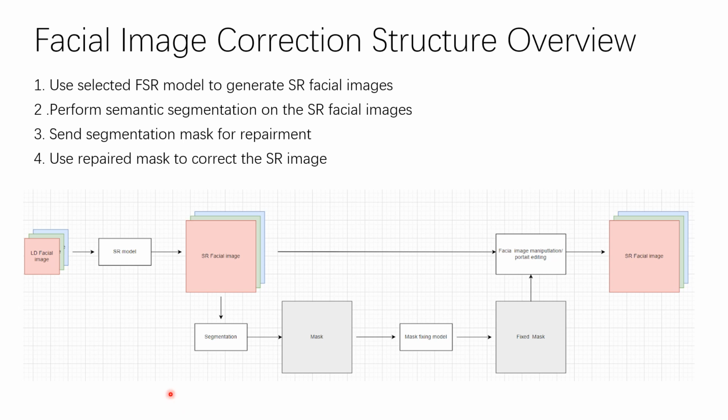This is the overview of my design. I call it the visual image correction structure. And here are basically four steps of what I'm doing. First, I use a selected face super-resolution model to generate super-resolution facial images. You can see here, we put some low-definition facial images into this super-resolution model, then we get super-resolution facial images.